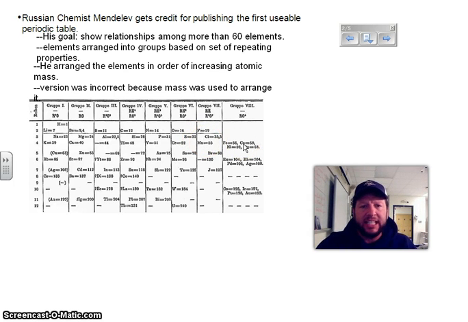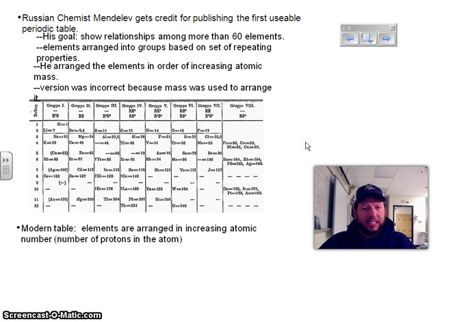He had more than 60 elements, but one of the things that he said was that there would be more elements out there, and they would fill in these spots, these dashes on the table where there is nothing. He said, we will find things that will fit into there, and of course he was correct.